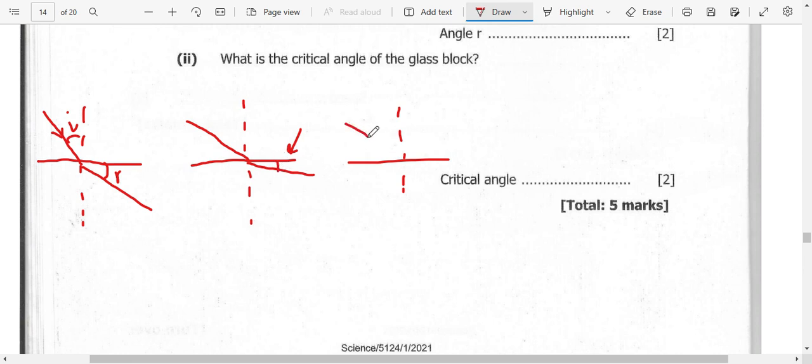There will be a certain angle that you are going to reach such that this refracted ray will be exactly on this line. In other words, this angle here will now make 90 degrees. So this angle of incidence such that the refracted ray, okay, is exactly on the plane, that is what we call the critical angle. Is that okay? Have you gotten that?